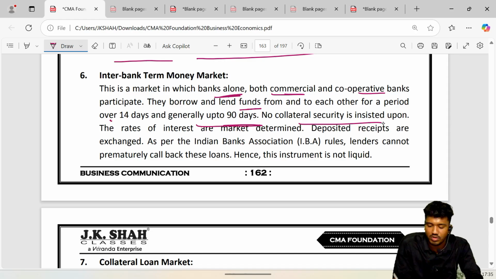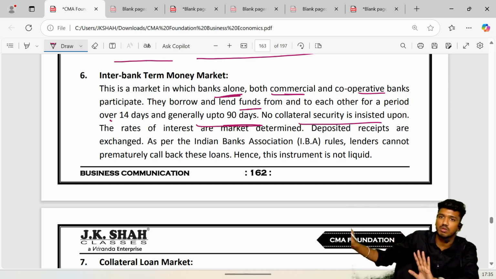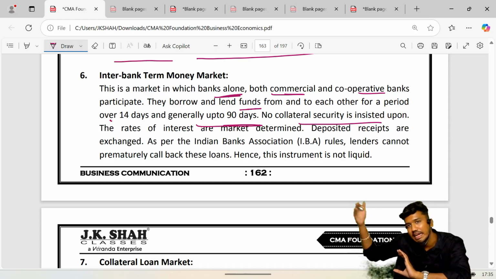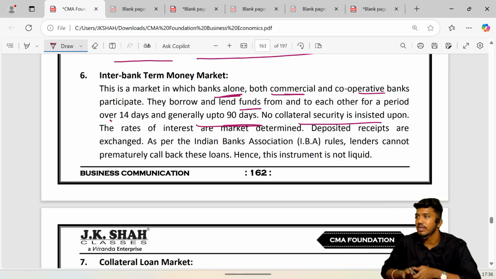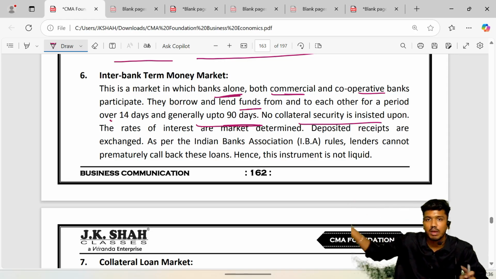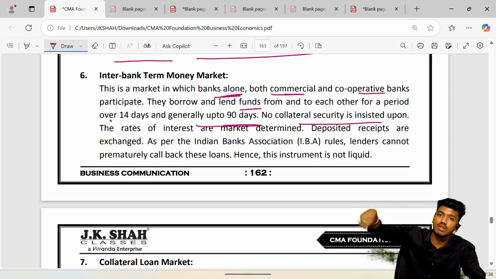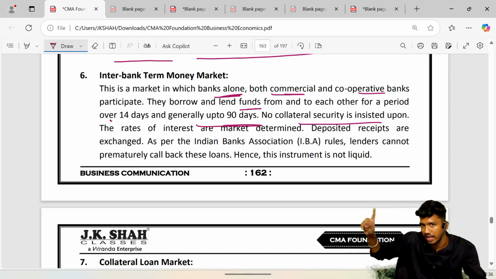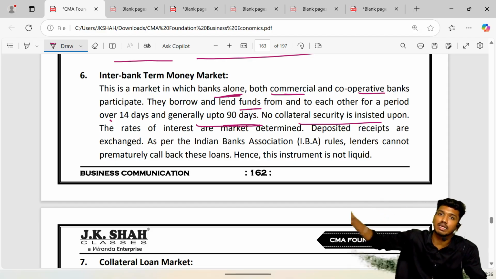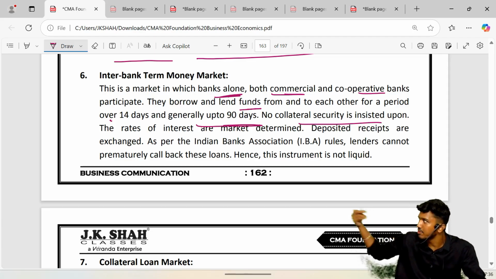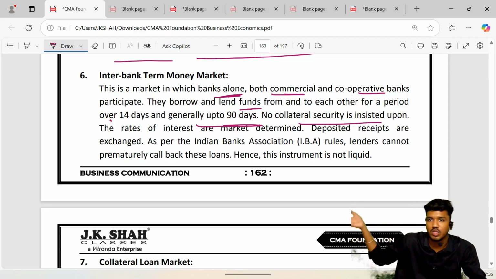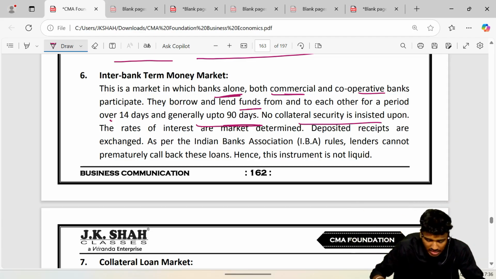No collateral security, no securities are required to be given. कुछ गिरवी रखने की जरूरत नहीं है, एक बैंक दूसरे बैंक के पास से पैसा ले सकती है. In that case वो कुछ गिरवी नहीं मांगेगी, आप एक दूसरे के पास से पैसा ले दे सकते हो. If it is more than 14 days and up to 90 days, it is called the interbank term money market. और बैंक जो लोन देगी उसको इंटरेस्ट रेट चार्ज करेगी.